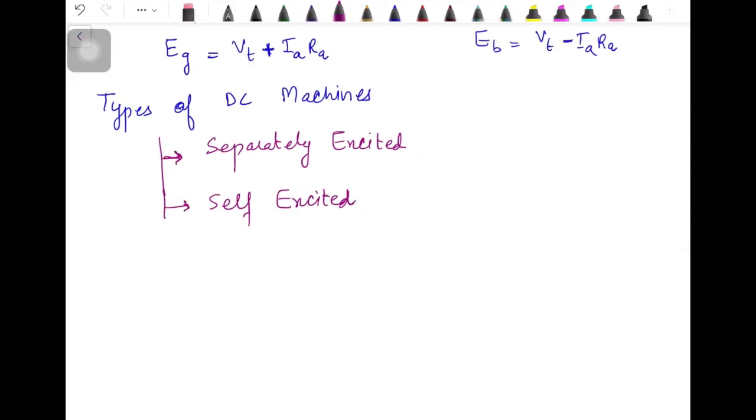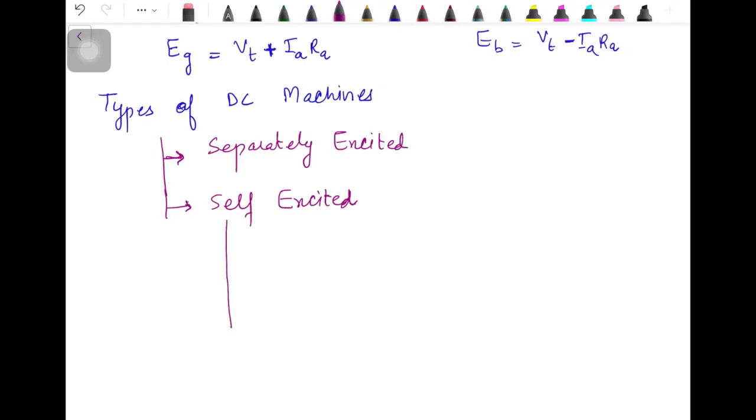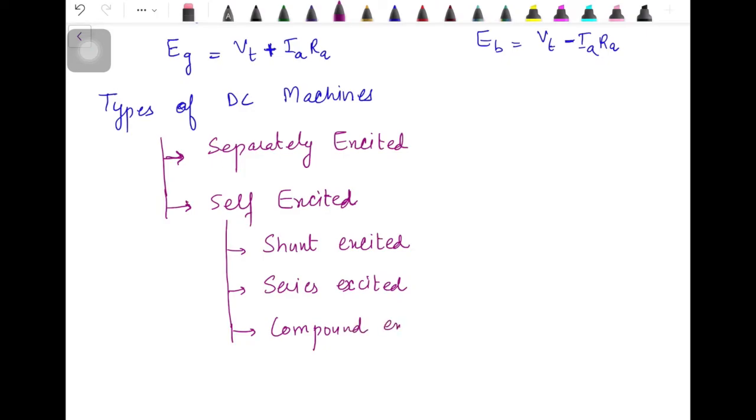While in case of self-excited, the armature and field have a connection. So how they are connected? Based on that, we have three different types of self-excited machines. Shunt excited means the field winding is connected in shunt, or in parallel, with the armature. Series excited machine, where field and armature are connected in series. And if both series and shunt are combined together, then we have the third type, known as compound excited.